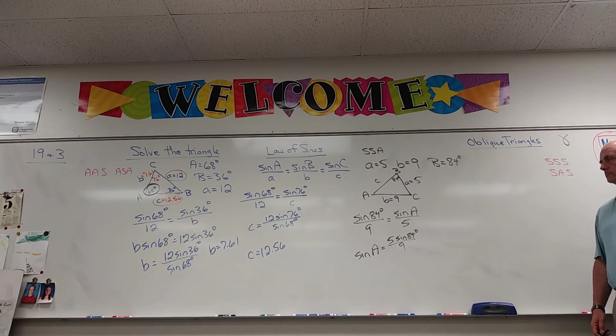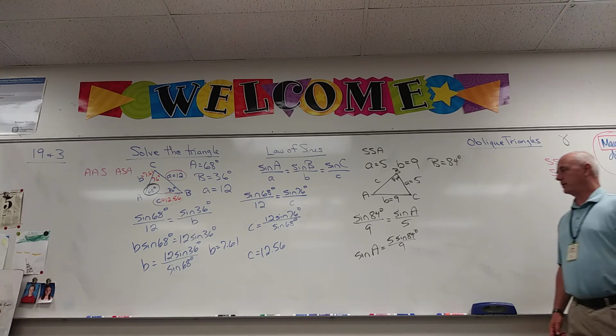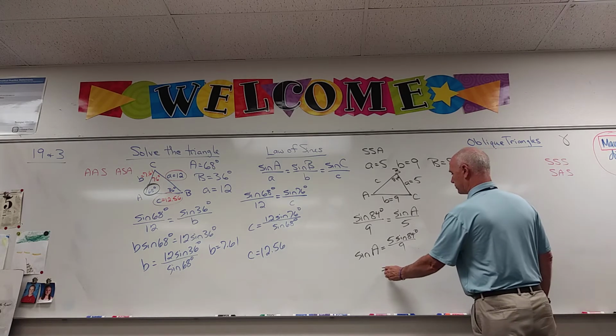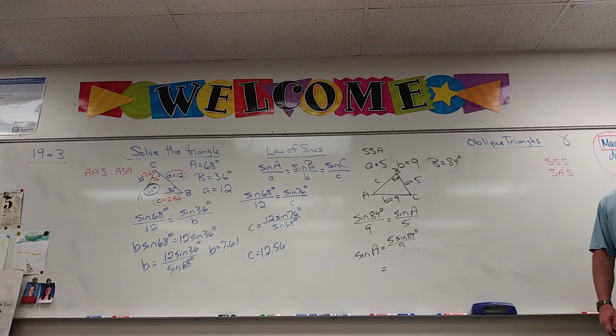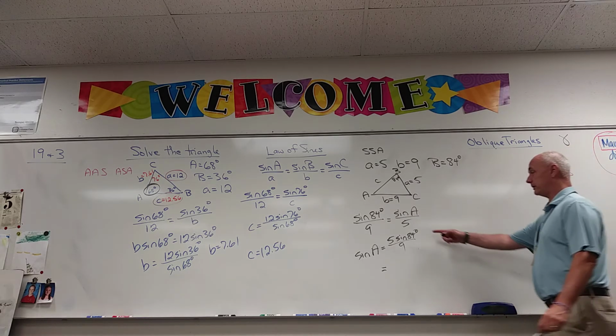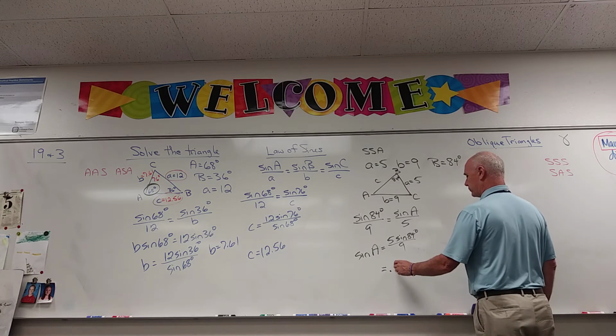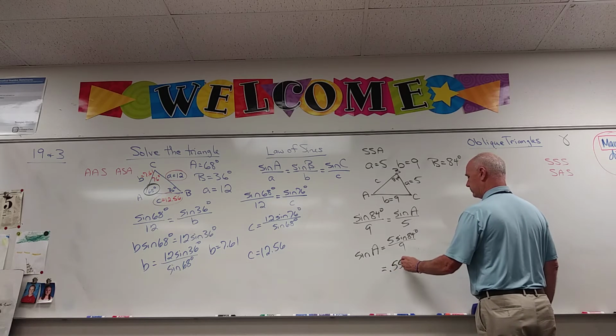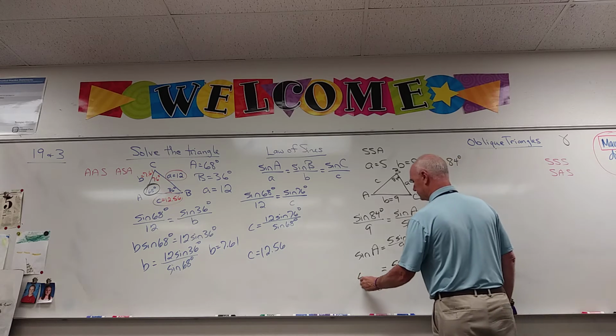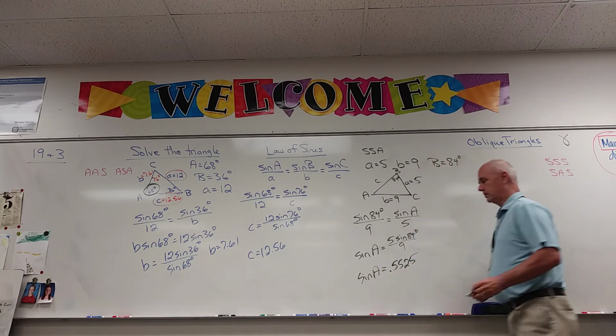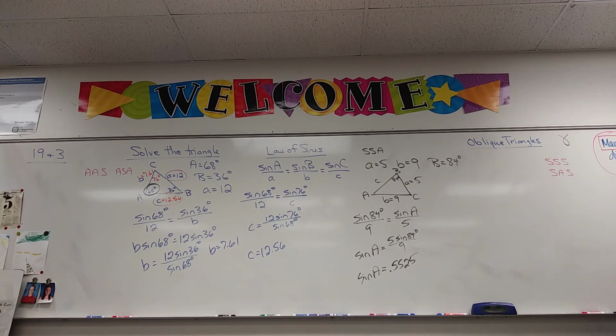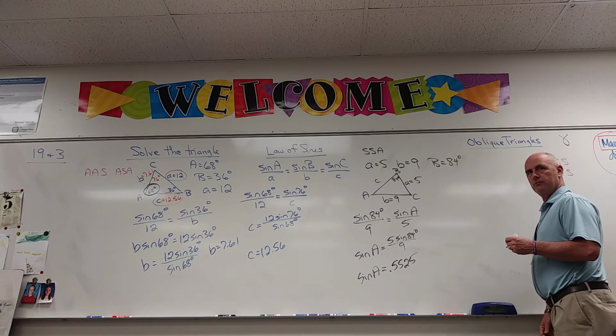Inverse. Now what? Calculator. 5 sine of 84 over 9, which will probably be about 0.5. 0.55. Wow, that's really close to 1 then. Give me 4 digits if you would. 0.5525. Thank you. So sine of A equals 0.5525, and now we'll do the inverse sine of that, which will get us somewhere in the 30-something degree range. 33.54.